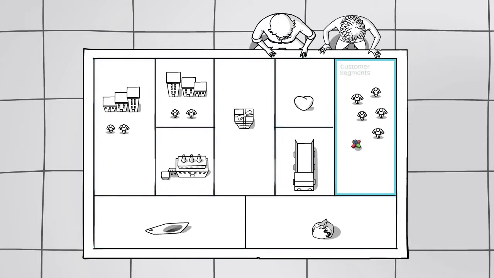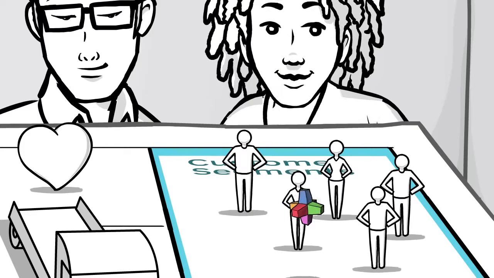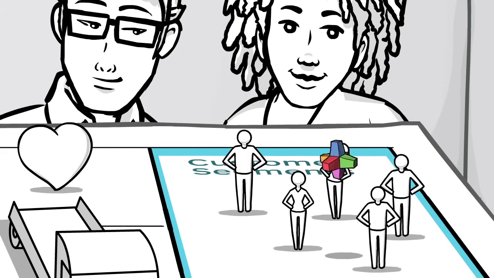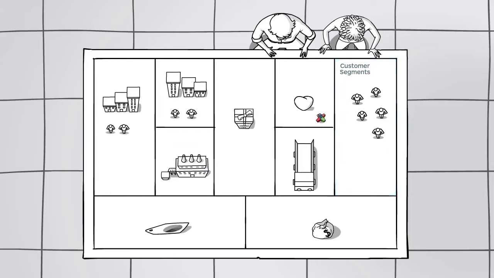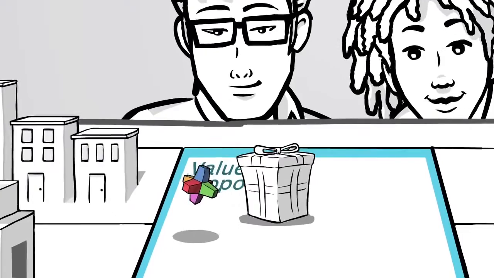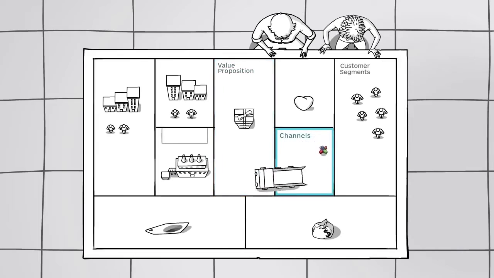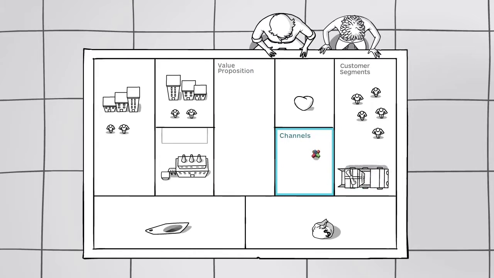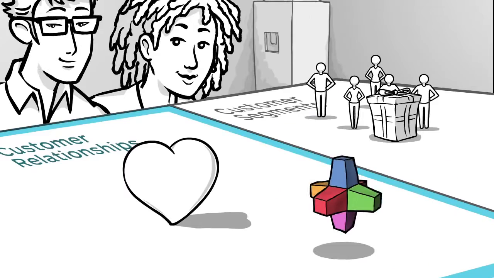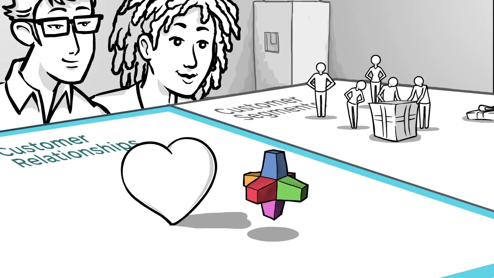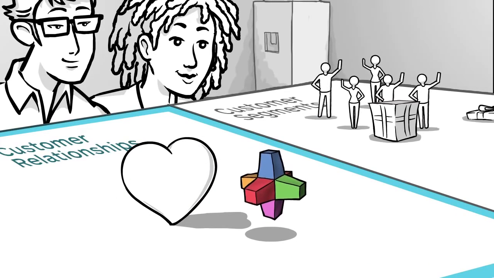We'll start here with customer segments. These are all the people or organizations for which you're creating value. For each segment, you have a specific value proposition. These are the bundles of products and services that create value for your customers. Channels describe through which touchpoints you're interacting with customers and delivering value. The customer relationships outline the types of relationships you're establishing with your customers and how you're acquiring and retaining them.